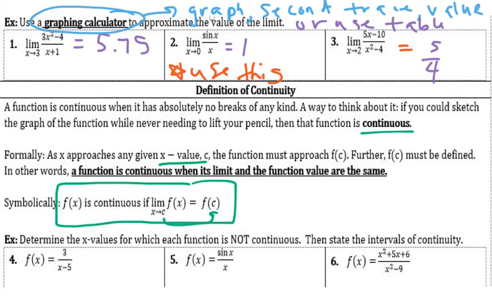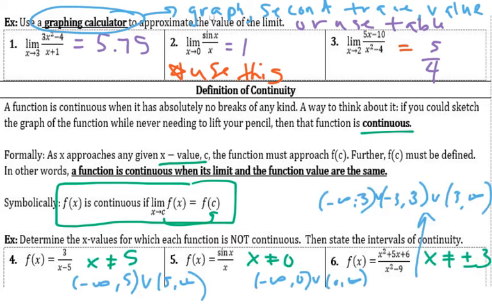at each value and deciding where it is not continuous, and then stating that interval where it is in fact continuous. So go ahead and take just a minute, answer 4, 5, and 6, think about where it's not continuous, and then come back to the video and unpause.